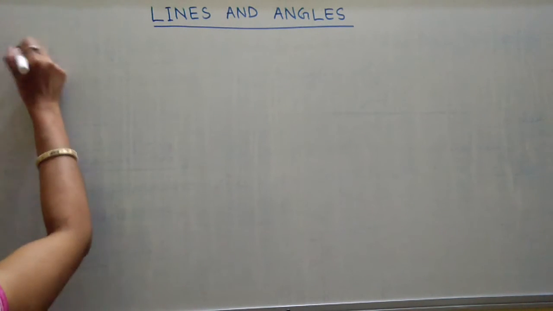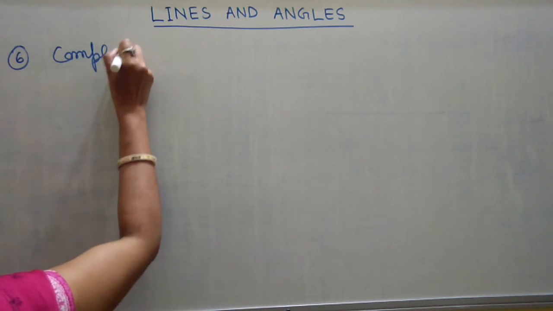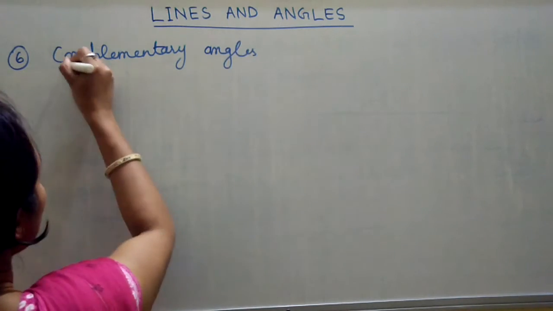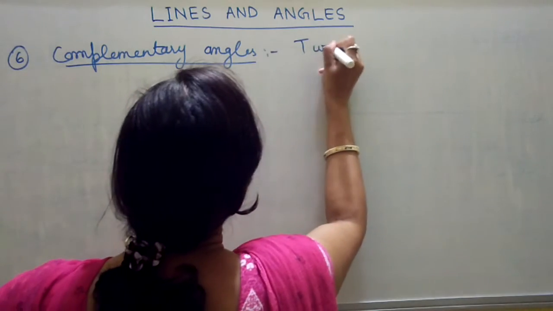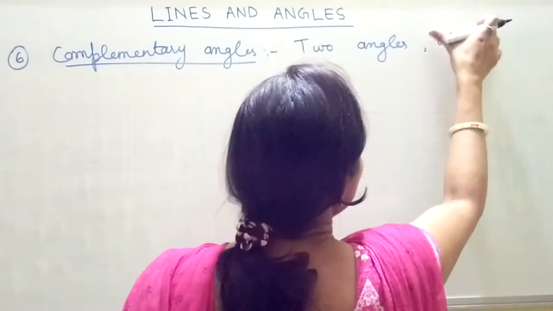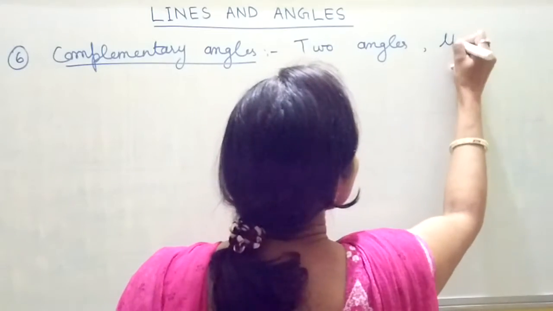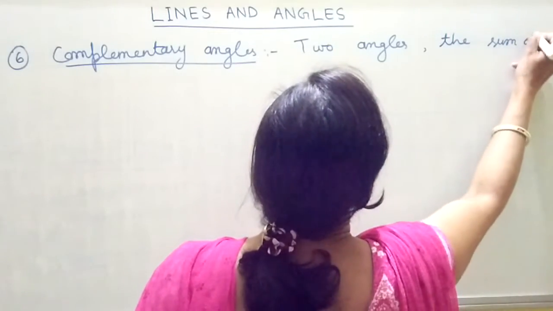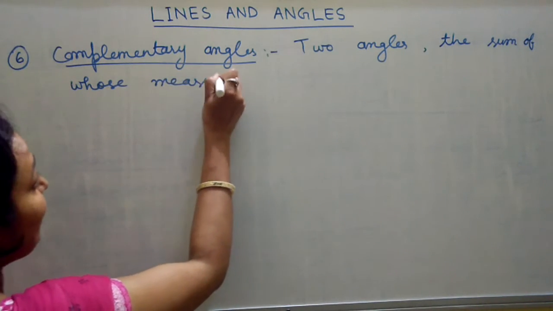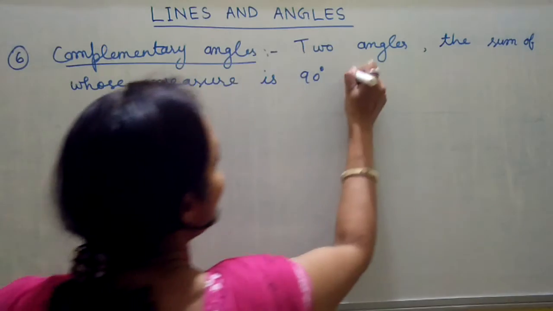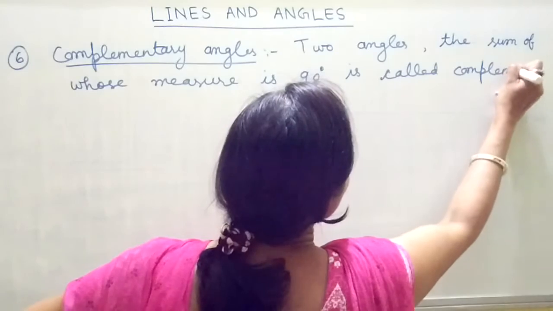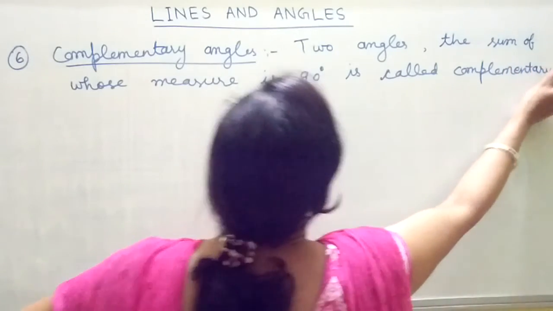Complementary angles. Two angles the sum of whose measures is 90 degrees are called complementary angles. Okay, complementary angles.